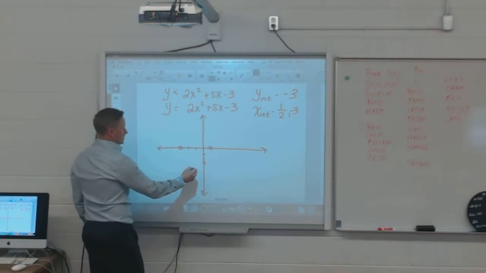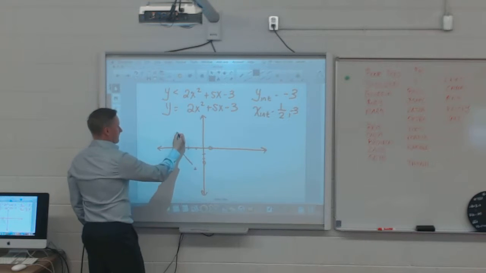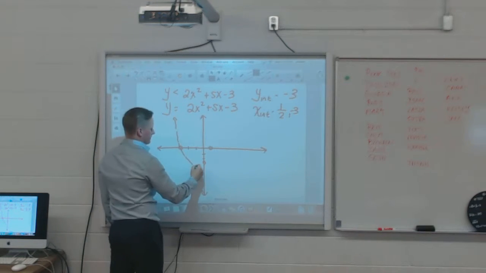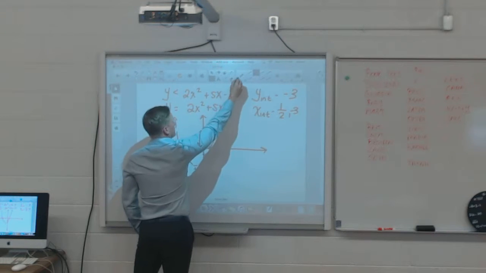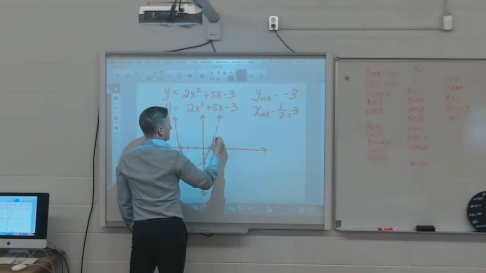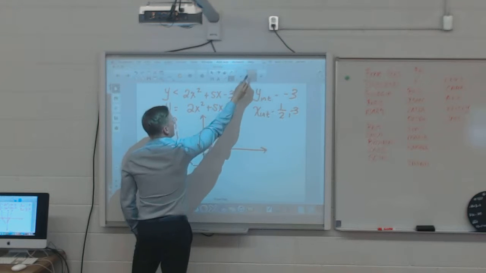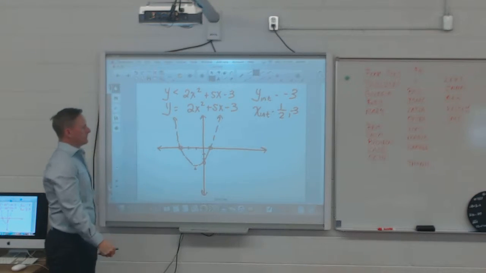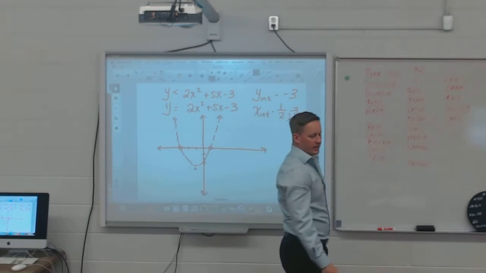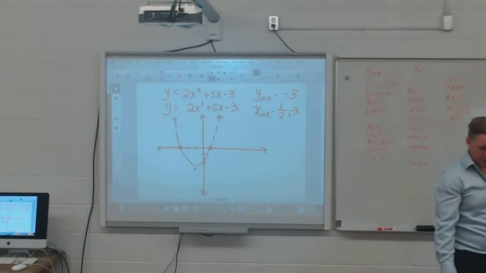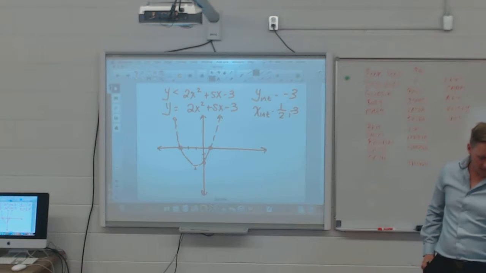Now what I'm going to do is I'm going to draw this. That. And like that. Why is it dotted? Because it's not equal to? That's right. Okay. And now we need to determine which of the regions that we shade on.